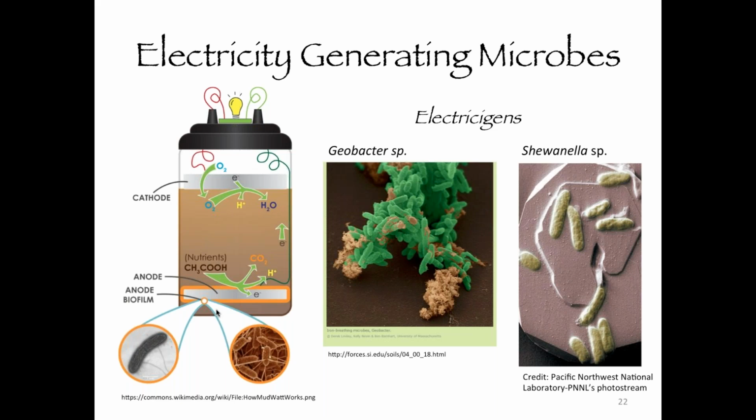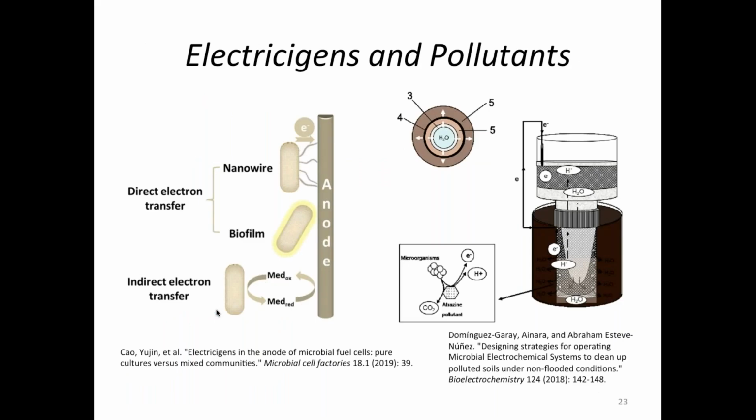And then pictured here are also examples of electricigens, which are microbes that can carry out this process. This slide is just to give you an idea that these microbes can transfer electrons to the anode either by forming these gunky biofilms or with extensions that are called nanowires, or through a chemical mediator. And on the right-hand side is to show you that similarly, microbes can help to basically break down pollutants in the environment using a sort of microbial fuel cell as well.